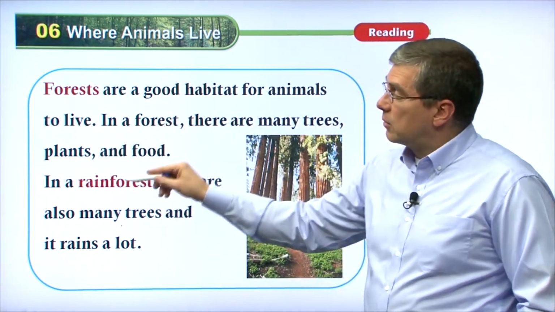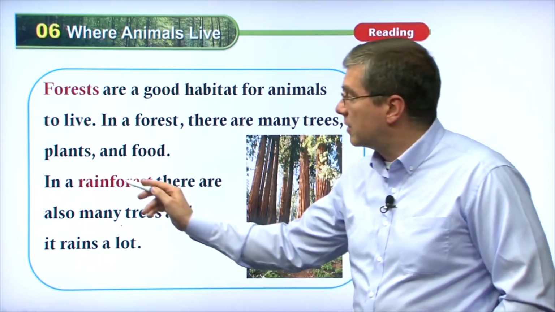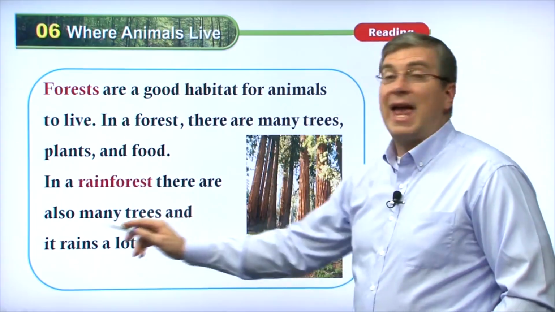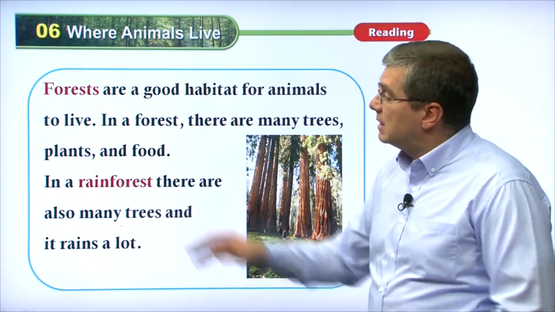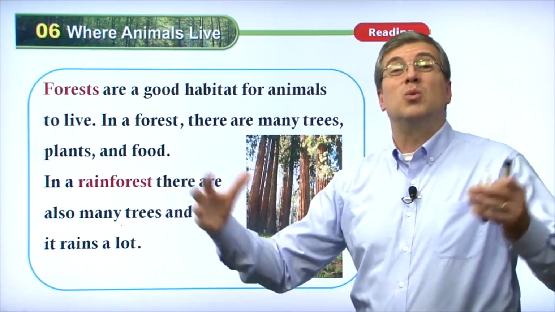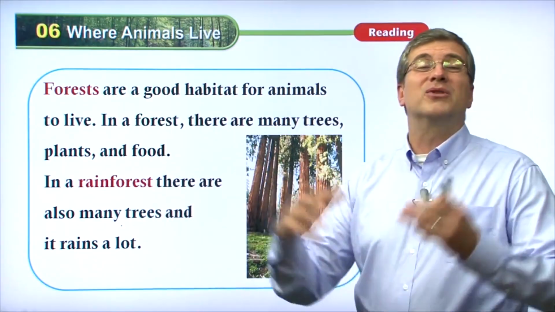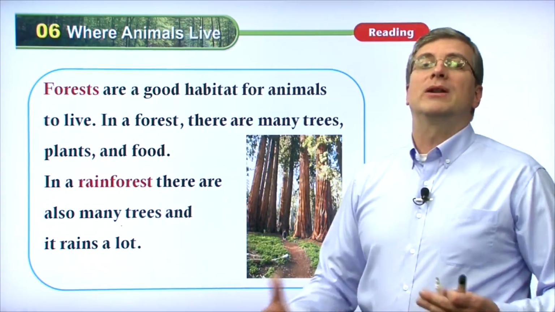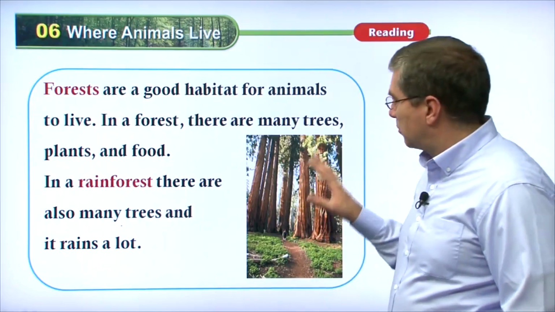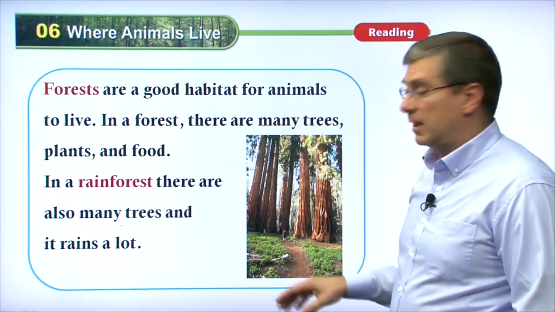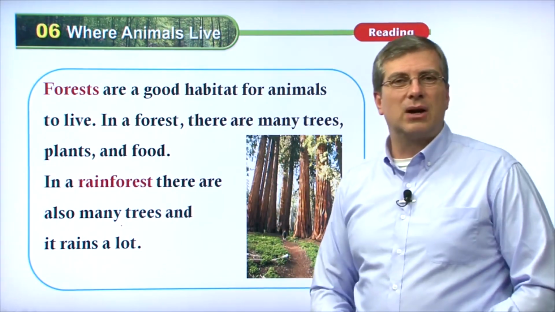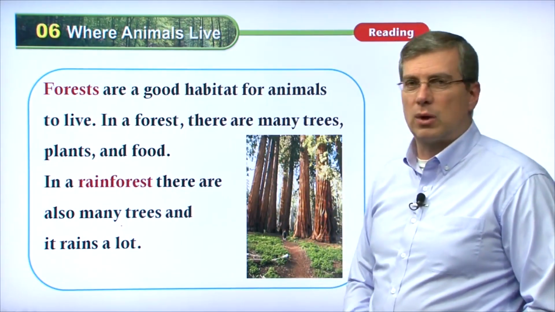Okay? Then we move on to our second type of habitat, and that is rainforest. In a rainforest, there are also many trees, and it rains a lot. But of course, the difference between rainforest and forest is that in a rainforest, it really rains a lot, probably almost every day. There's so much water in a rainforest. In a forest like this, it probably rains a bit, but it probably doesn't rain every day, and not a lot, right? They're still open, it's still a little bit dry on the ground, but rainforest is very, very wet area, very wet forest. Okay.